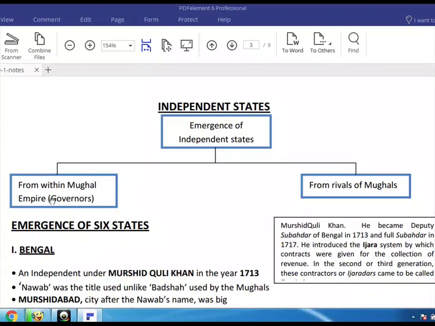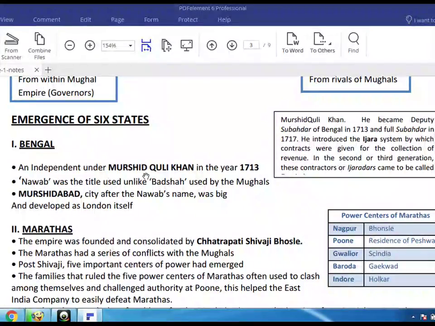One, Bengal. Became independent under Murshid Quli Khan in the year 1713. Nawab was the title used, unlike Badshah used by the Mughals. Murshidabad, the city named after the Nawab's name, was big and developed, as large as London itself.